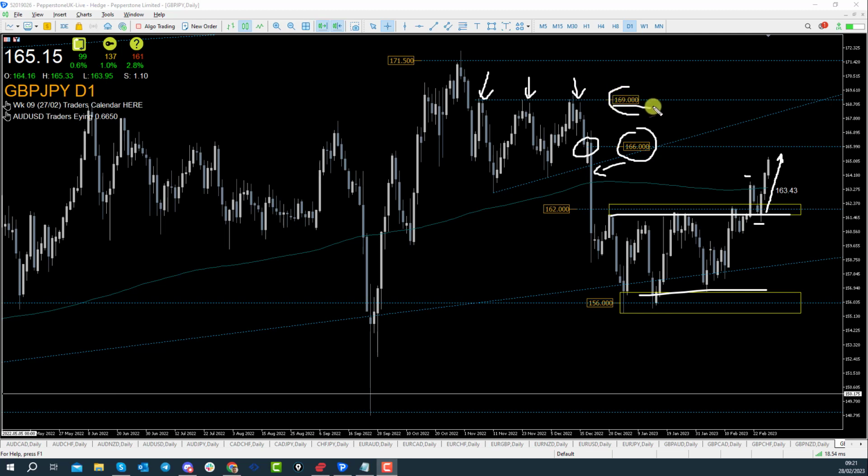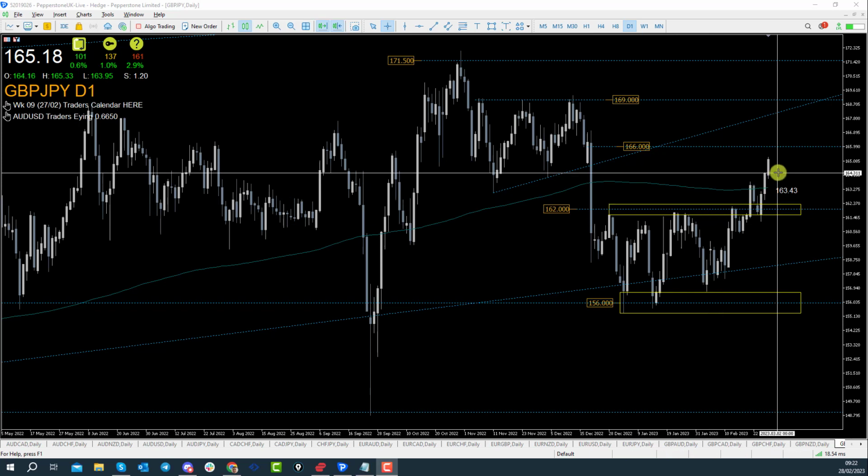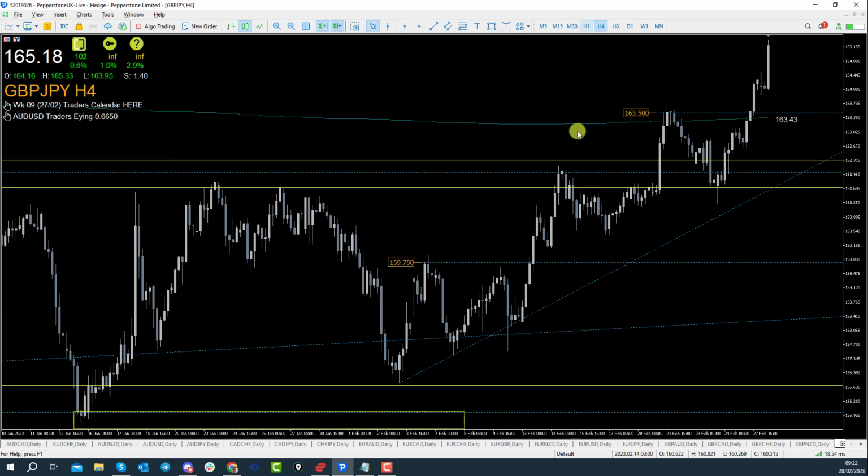So I'm going to be eyeing up the 169 handle. We could even argue price could be heading back to the 171.50, which means that we could see a sort of developing uptrend here, which means that we could try and get a few positions in on pound yen to the upside. Now, I was looking this morning at our lower time frames.